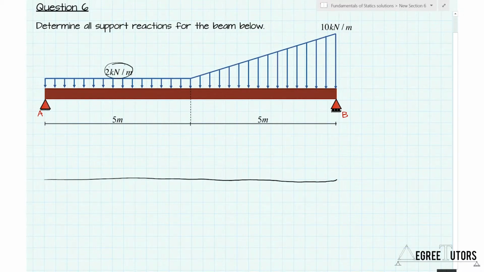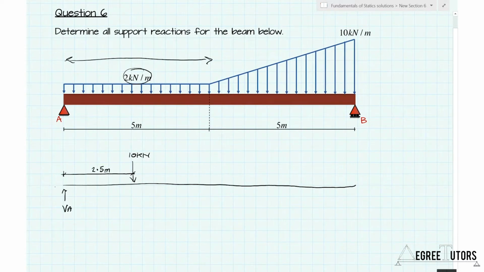Let's break up this load, going between here and here. So what have we got? We have 2 kilonewtons per meter acting over 5 meters, so 2 5s is 10. That's a resultant of 10 kilonewtons, and that acts at a distance of 2.5 meters to the right of point A, halfway. Okay, we've got a potential vertical reaction at A, and we have a potential horizontal reaction at A.